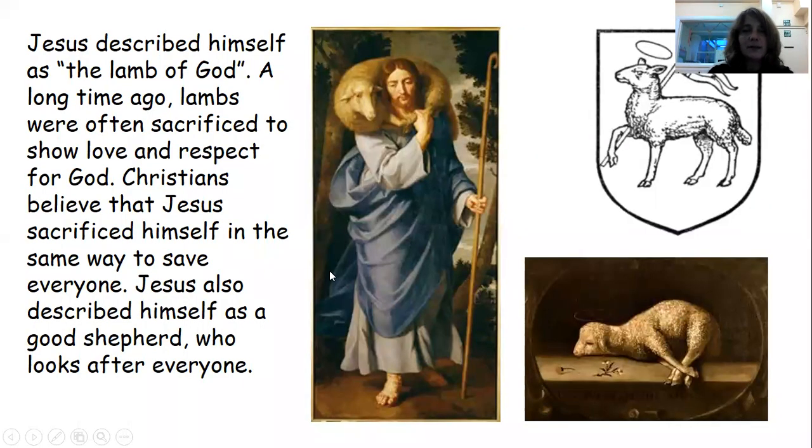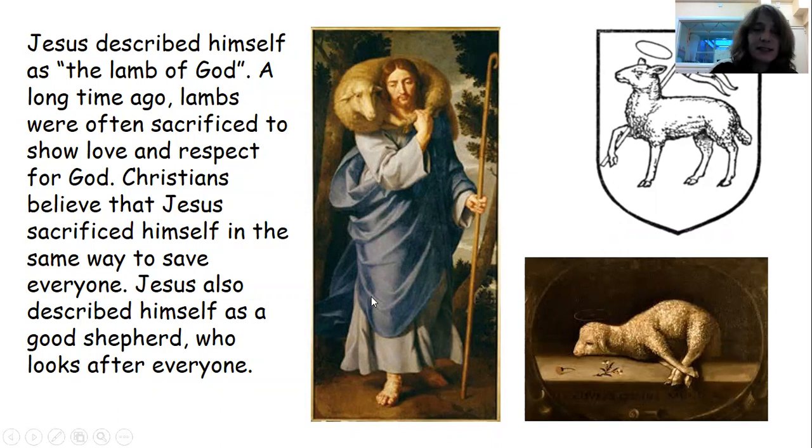And the last one, and I'll move myself over here, is a lamb. So this one up here is a lamb. Now, Jesus described himself as the Lamb of God. And a long time ago, people used to sometimes sacrifice lambs, kill them basically, as a way of showing love and respect for God. When Jesus came along, Christians believe that he told people not to sacrifice real animals anymore, but that he himself was the Lamb of God who was going to be sacrificed to save everybody, so they didn't need to sacrifice animals anymore. And there's a painting down here that shows a lamb that I think is going to be sacrificed.